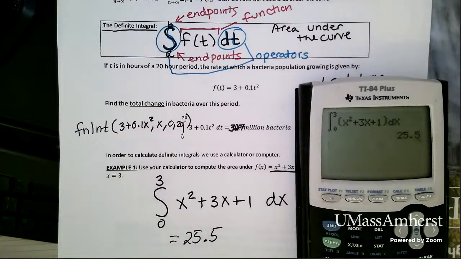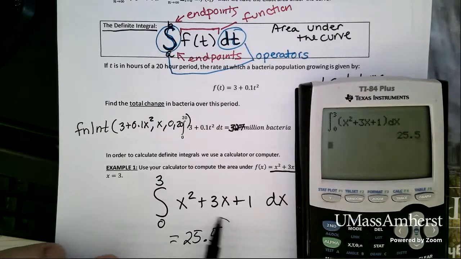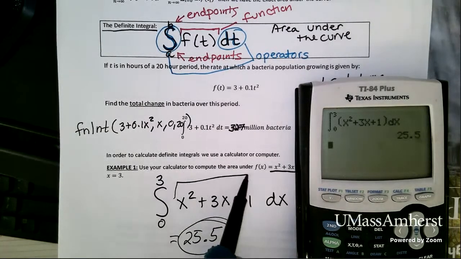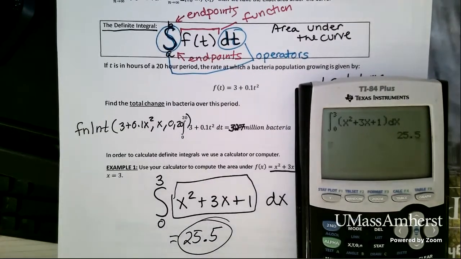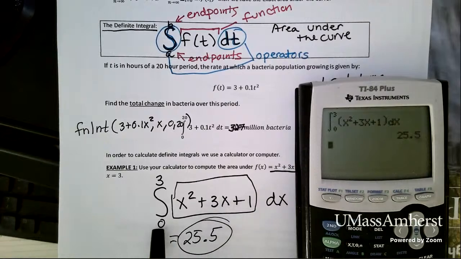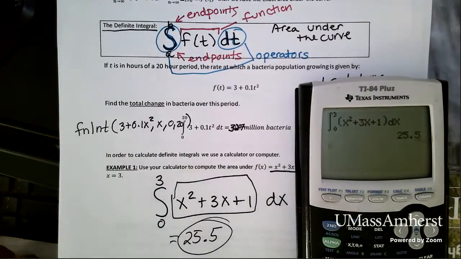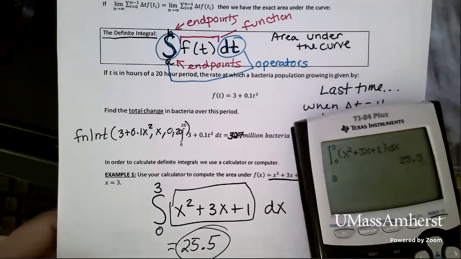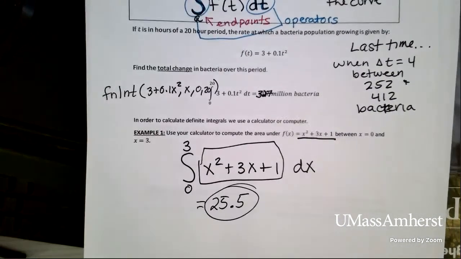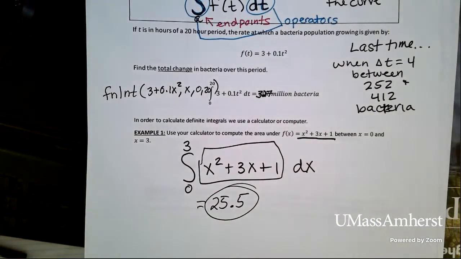25.5. So again, what this number is telling me is if I were to graph this function, this is the function I'm interested in, this would tell me the area underneath the curve from 0 to 3. So it would be the same as if we had drawn in enough of those rectangles where the overestimate and underestimate approach the same thing. Eventually, we would come to 25.5.